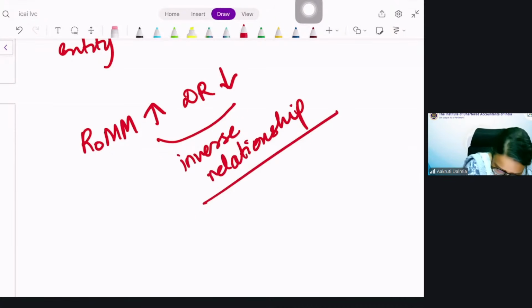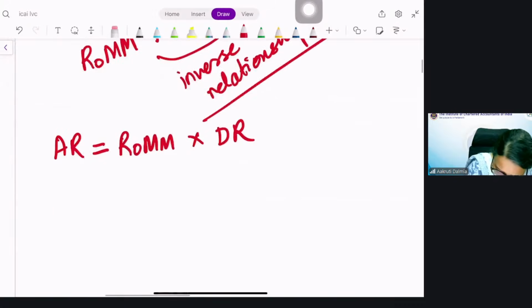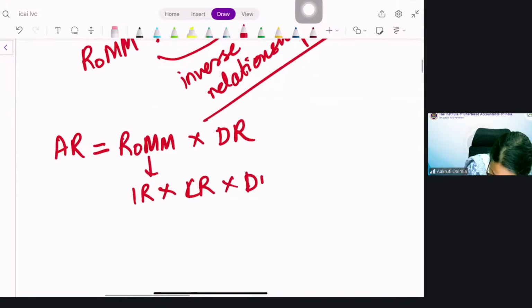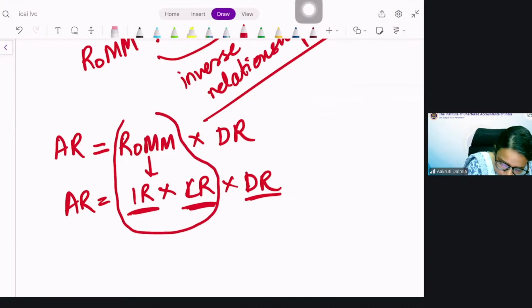Audit risk is equal to risk of material misstatement into detection risk. And this is IR into CR into DR. So audit risk is equal to inherent risk, control risk, and detection risk. But in your standards, mostly ROMM is written. So you will remember that ROM, risk of material misstatement, means IR and CR both, inherent risk and control risk.